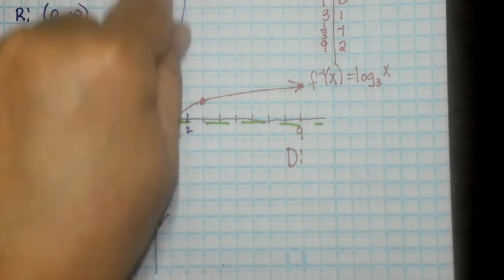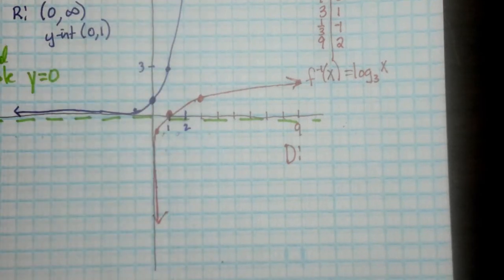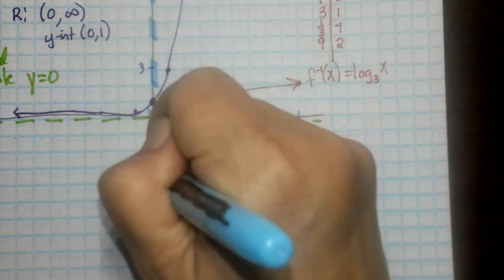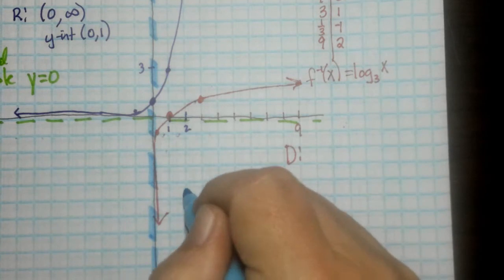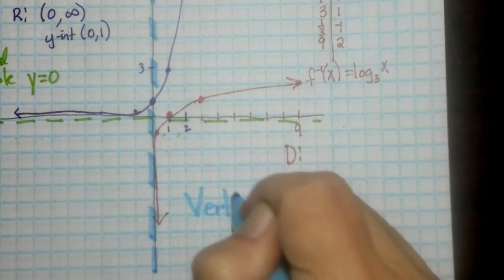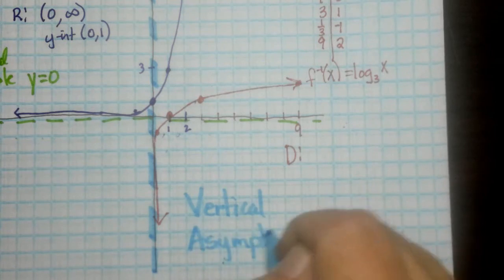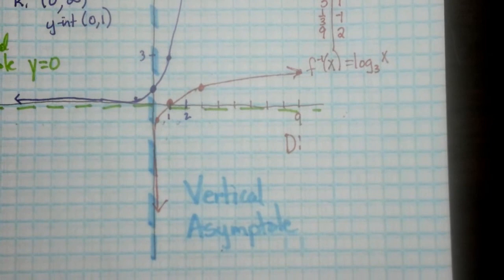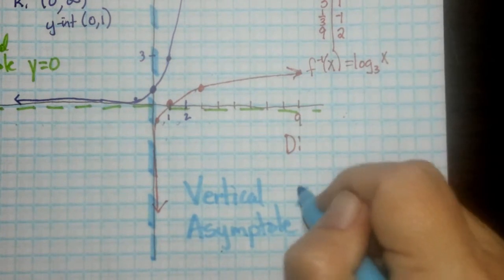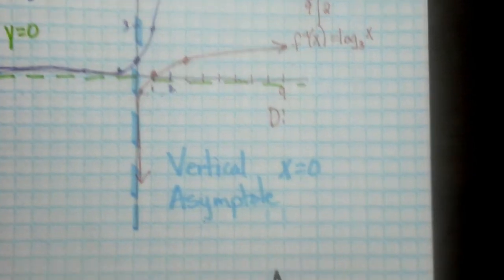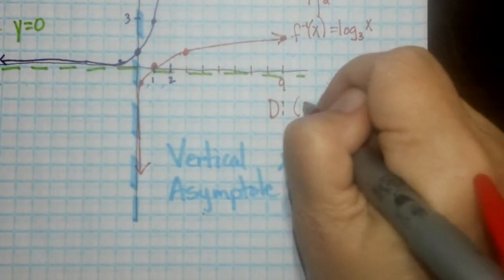So I actually have a vertical asymptote. Do you see that? It's on the x-axis. So this function has a vertical asymptote, and the equation of that line is x equals 0. And so that vertical asymptote helps define my domain. So my domain is from 0 to infinity.